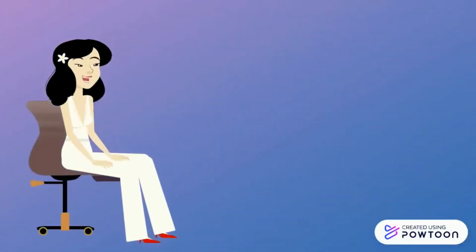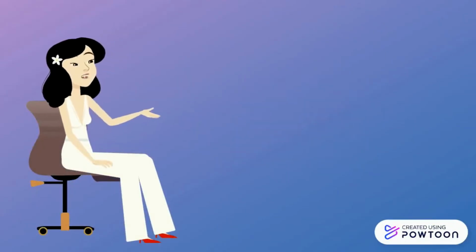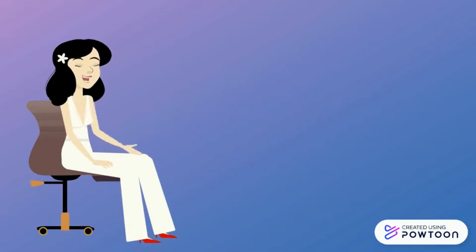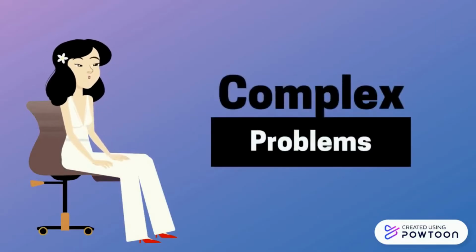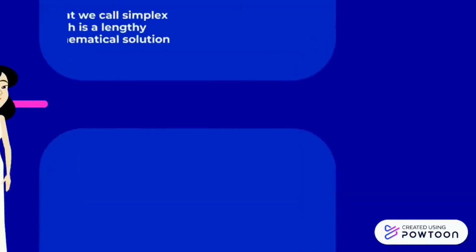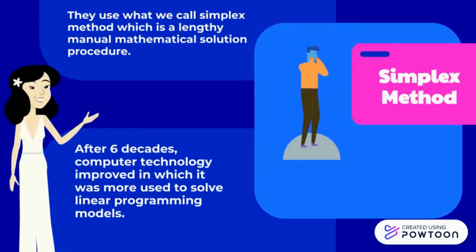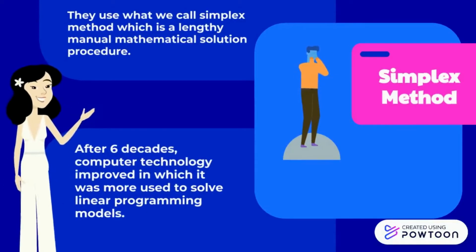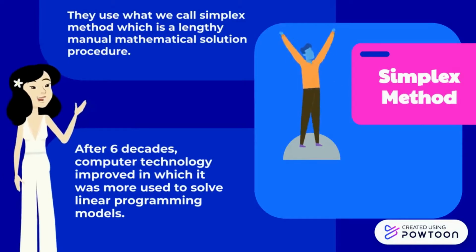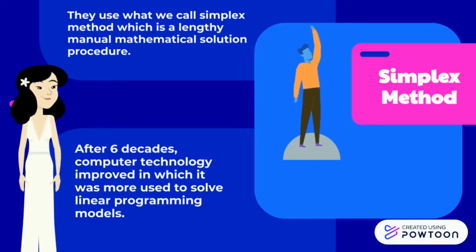In the 1940s, linear programming was first developed. However, during that time, the technologies or inventions were not yet capable of performing these complex calculations. They used what we call the simplex method, which is a lengthy manual mathematical solution procedure. After 6 decades, computer technology improved and evolved, and it was increasingly used to solve linear programming models.